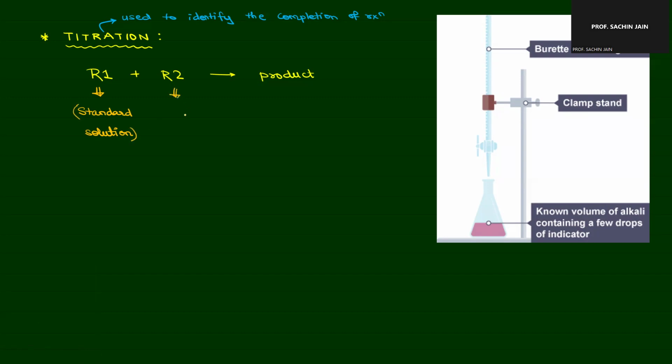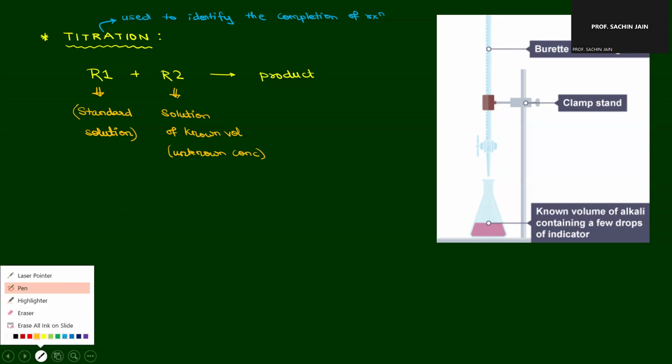And the R2, the other reactant, is any solution of known volume. The volume would be known for this solution, but the concentration would be unknown. And this is what we will be finding through the mathematical equation we get by the process of titration.